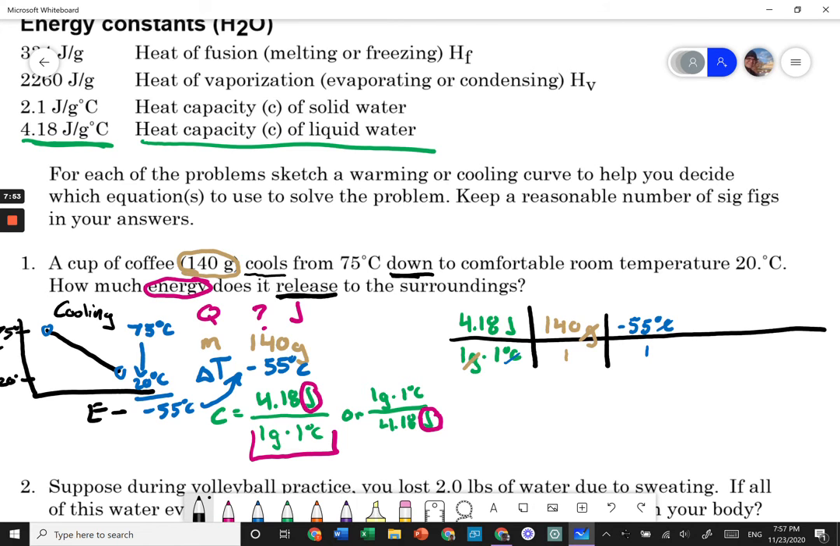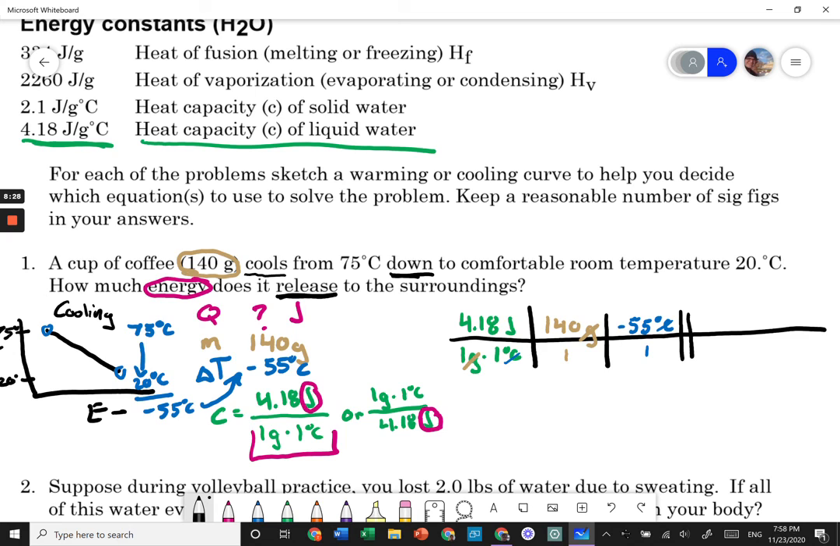Now, once I have the information and I've crossed off the units that I don't need, the only unit we need, and we can see, is joules. Well, that's the unit we're going to be looking for at the very end. So at this point, I know I'm done with my setup, so I'm doing my 2 lines to say I'm done putting in information. Now all I need to do is plug this into a calculator. What I'm going to do is multiply the top: my 4.18 times my 140 times my negative 55.